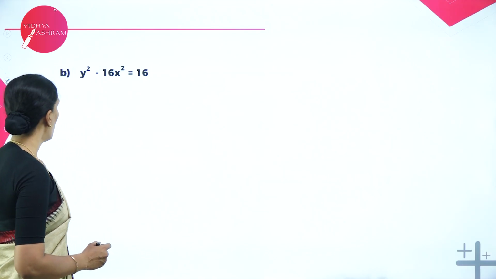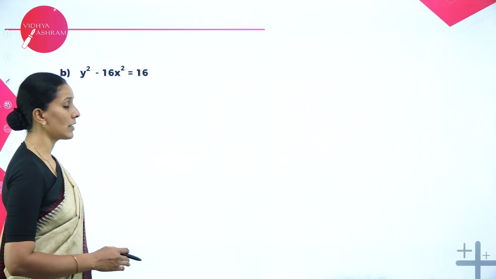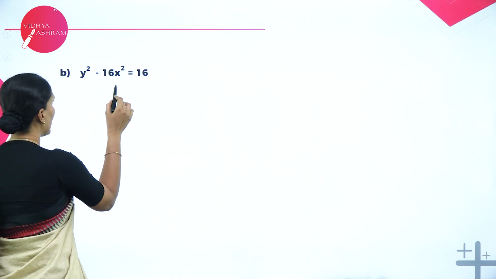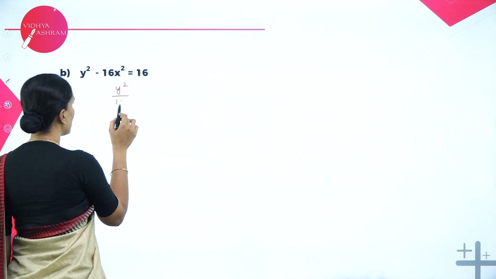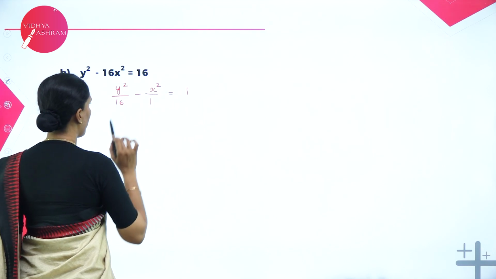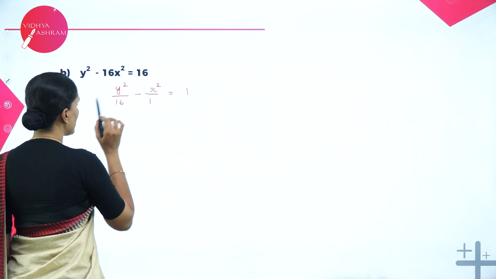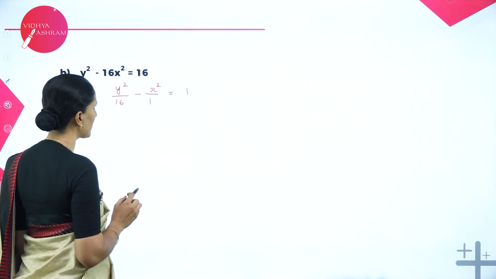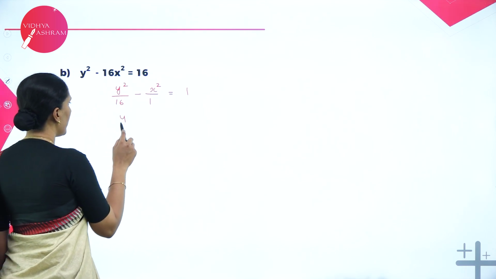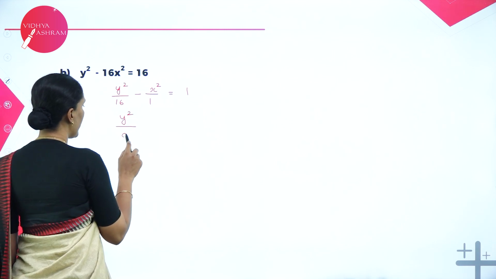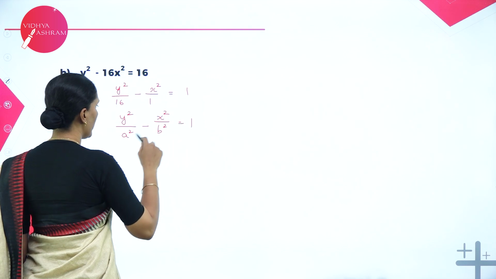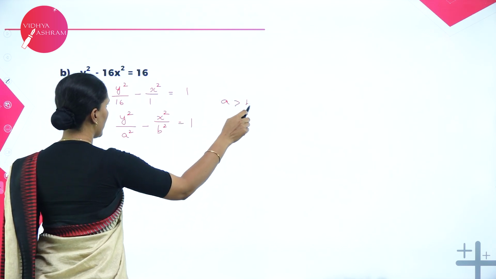Next we have y square minus 16x square is equal to 16. Let us divide the complete equation by 16. So we get y square by 16 minus x square by 1 is equal to 1. Again here this is y square by a square minus x square by b square is equal to 1. This is the standard equation of the form y square by a square minus x square by b square is equal to 1. In this case we have a greater than b.